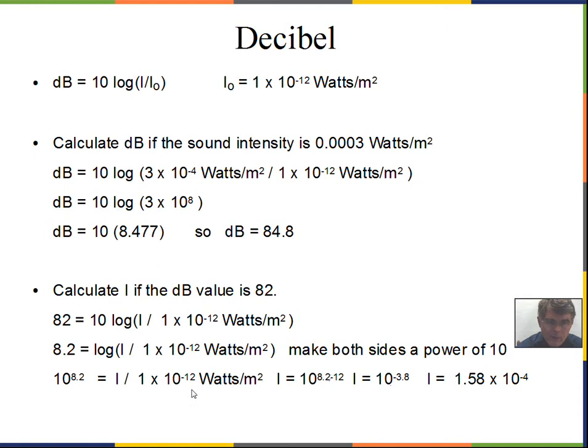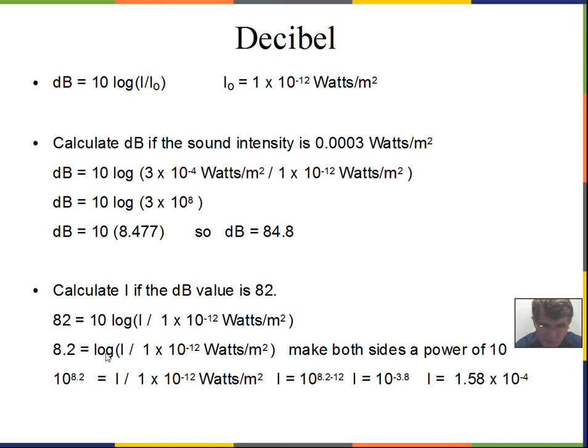Now I need to somehow get rid of this log function. What I need to do is use the inverse function of log, and the base is 10 here. When the base doesn't appear, the log is base 10. So I need to make both sides a power of 10. 10 to the 8.2 is going to be on the left side. Here it's going to be 10 raised to the power log of this calculation, 10 to the log of this expression here. The 10 to the power and the log base 10 are inverse functions and their effects cancel. There are some situations where you have to be careful in doing this process, but for this number it's fine.